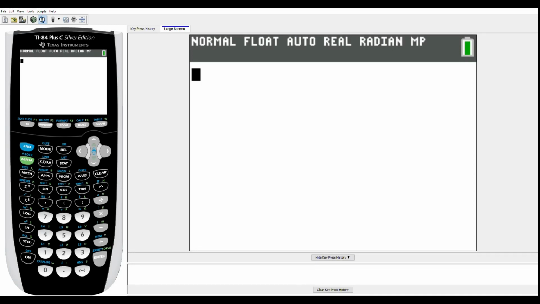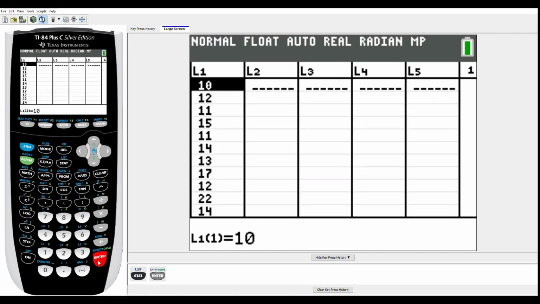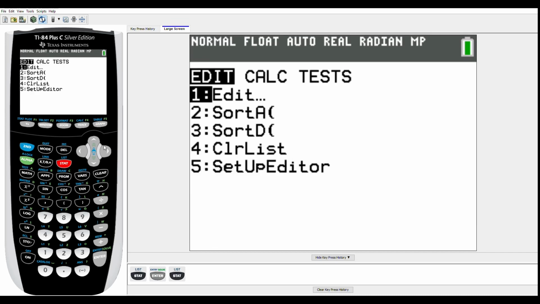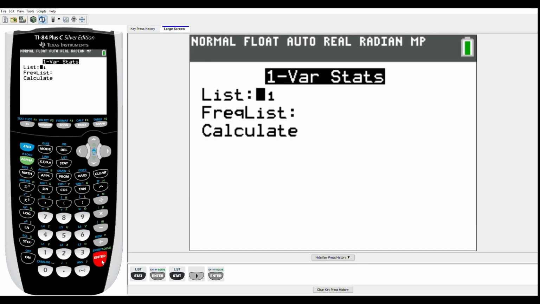On your calculator, you're going to go to Stat, to Edit, enter in all your values into L1. Next, go to Stat, scroll over to Calc, one variable statistics, select Enter. Your list should be L1 and frequency list should be left blank. Scroll down to Calculate.